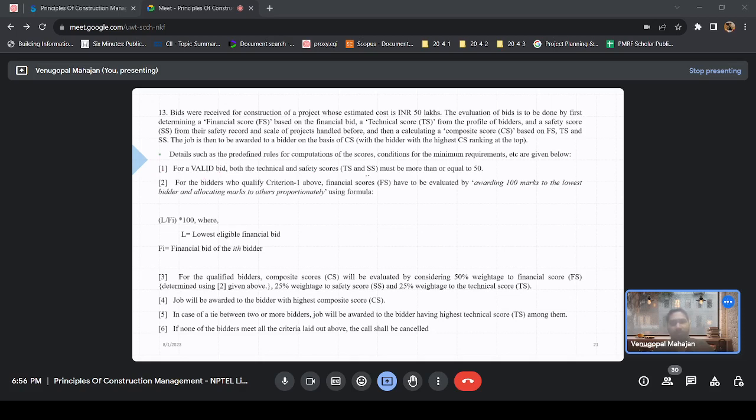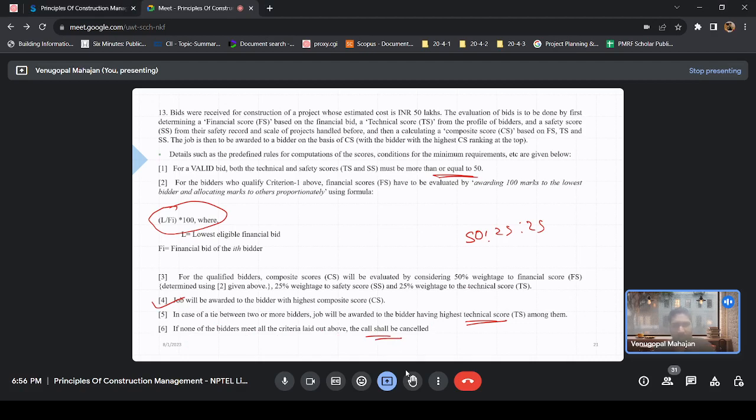So for a valid bid, both TS and SS must be more than or equal to 50. Then how do they calculate the financial score? This is the formula. Then the weightage is given: 50, 25, 25. And who will be awarded the job? Job will be awarded to the bidder with highest composite score. In a tie, you will see the highest technical score. If none of the bidders met the criteria, the call shall be cancelled. If you are clear about these conditions, let's see the scores.